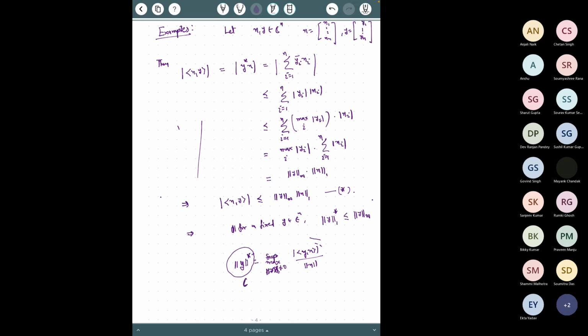Okay, so what we have to do here, if you choose, let's say, x equal to e_i, where i is such that the infinity norm of y is mod of y_i. If we do this, then what would be this one? If you just calculate this one here, by definition this is just the infinity norm of y. So what does it mean? This implies that in this star equation we have equality. So in fact we can say that the dual of one norm is actually infinity norm.